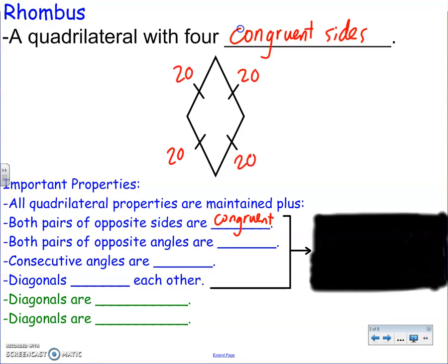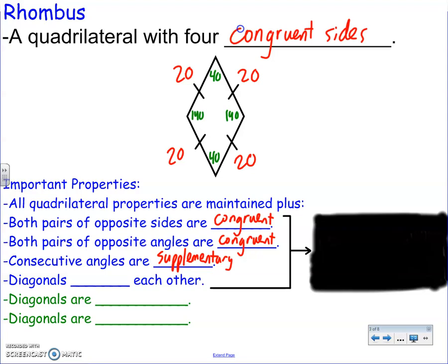Both pairs of opposite angles are congruent, so opposite angles are equal. So if I say, let's make some up, this is 40 degrees, this is also 40 degrees, and this will be 140, this will be 140. Consecutive angles are supplementary. Again, supplementary means add up to 180. That should be true: 40 plus 140 is 180.